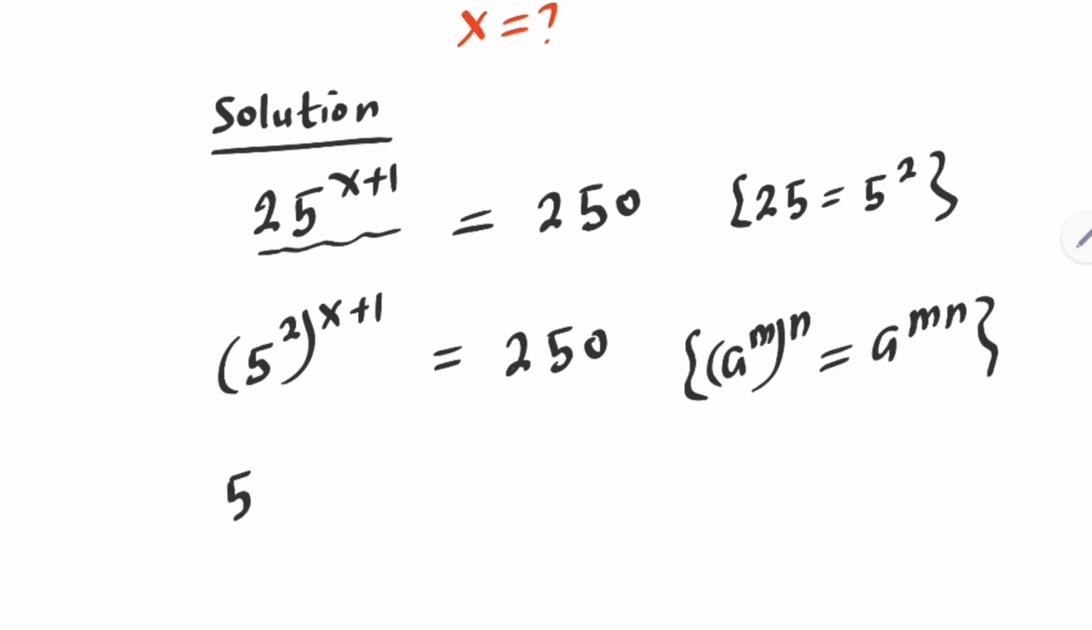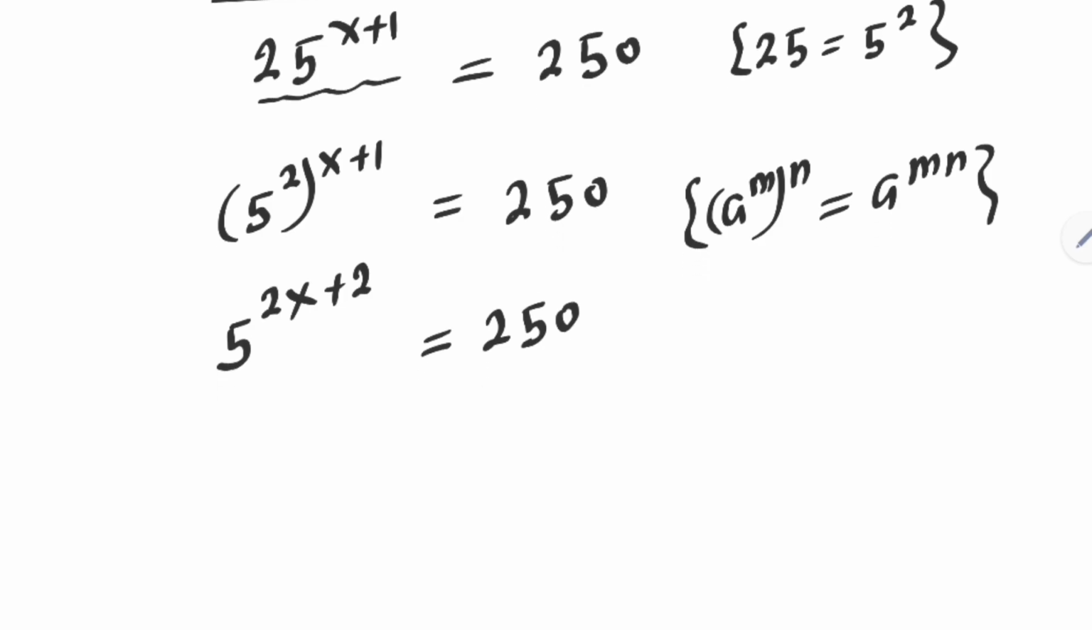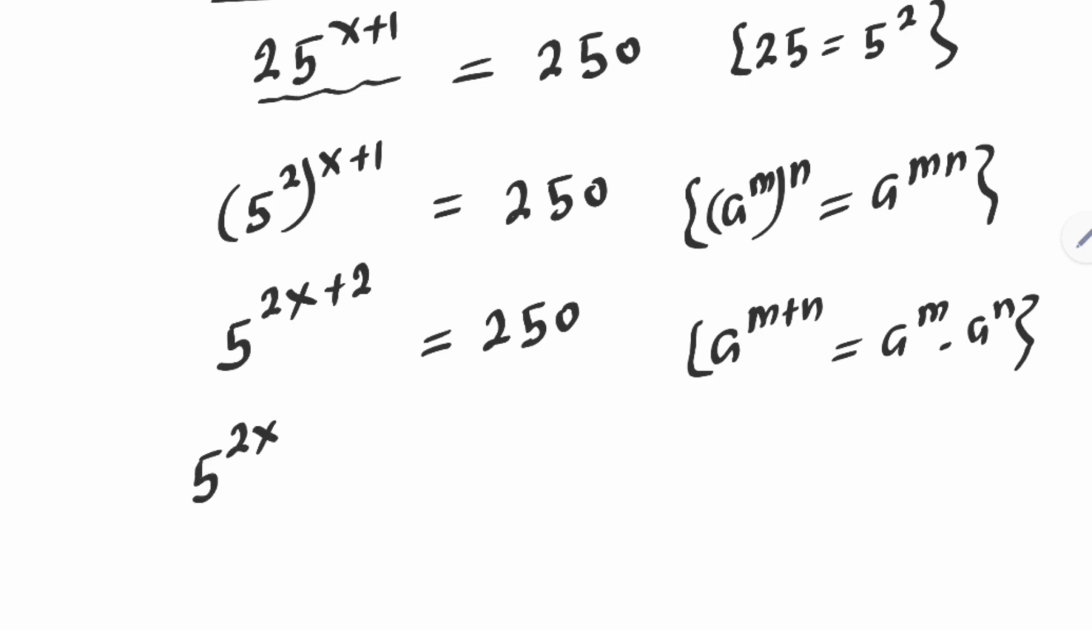Then here we have 5 raised to power 2 multiplied by x, 2x plus 2 multiplied by 1, 2 is equal to 250. This can be written as, if you have a raised to power m plus n, this is equal to a raised to power m multiplied by a raised to power n. Then here we have 5 raised to power 2x multiplied by 5 square is equal to 250.